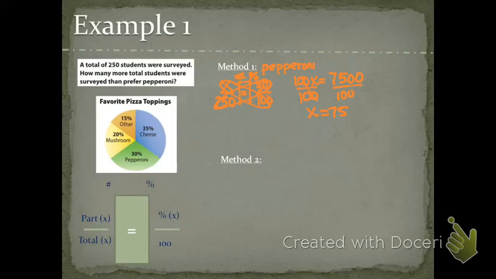Okay, so now we want to know how many more total students. Okay, so how many more we know we're going to have to subtract. So there's a total of 250 minus the 75 that preferred pepperoni. So when we subtract, we have 175. So 175 more students preferred pepperoni.